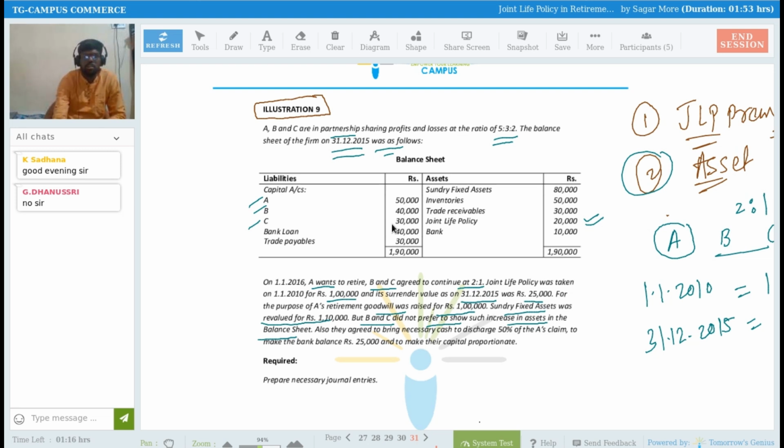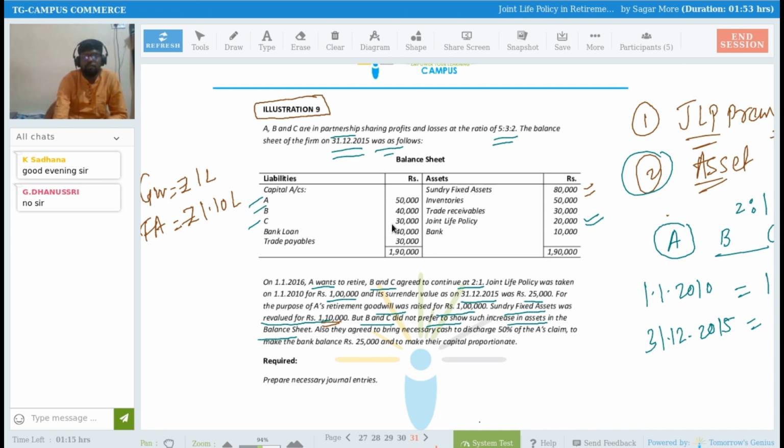On the occasion of A's retirement, goodwill was raised for rupees 1 lakh. So they are suggesting that you have to raise goodwill by rupees 1 lakh, right? And sundry fixed assets were revalued for rupees 1 lakh 10,000. How much is the value of sundry fixed assets at present? 80,000. And they are saying the value is revalued to rupees 1 lakh 10,000. So the new value of fixed assets is 1 lakh 10,000.